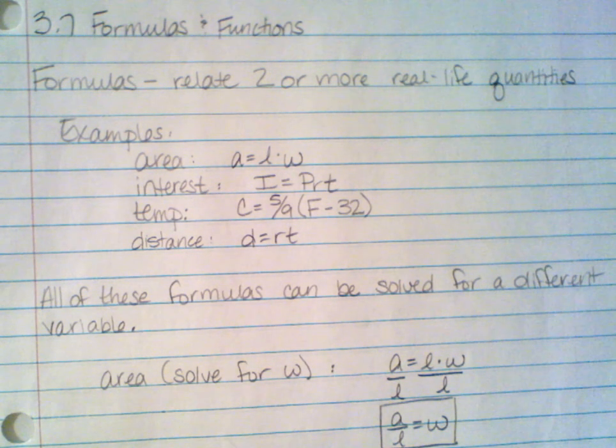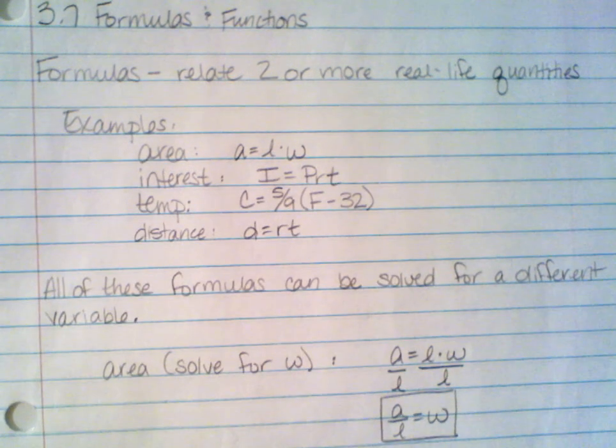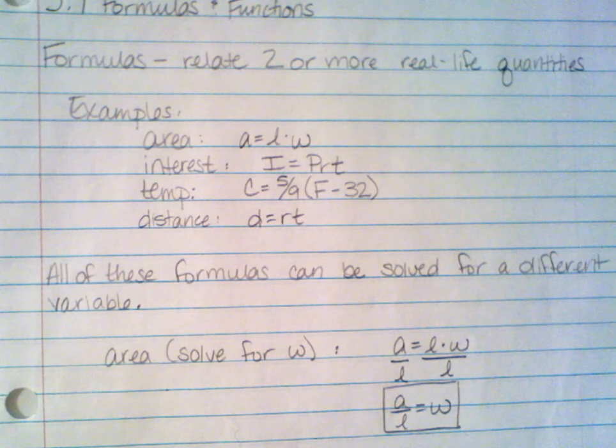So if I have the formula for area of a rectangle, let's say, and I don't want to know what the formula is to solve for area, I want to solve that formula for W, or the width. I can manipulate this equation by dividing both sides by length, which is the variable that's with the W. I can divide both sides by L. And then that would give me A divided by L equals W. So if I wanted to know the formula for the width of a rectangle given the area and length.